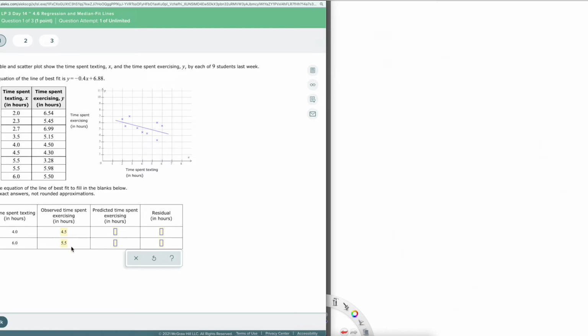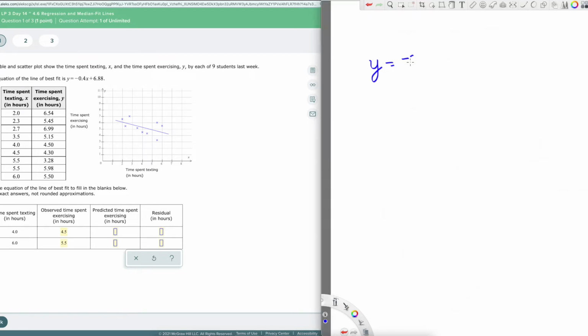Now what we're going to do is predict. So we're going to use this equation, y equals negative 0.4x plus 6.88. So now we're going to predict. For 4 hours texting, I want to know what my prediction would be for the amount of exercising this person should do.